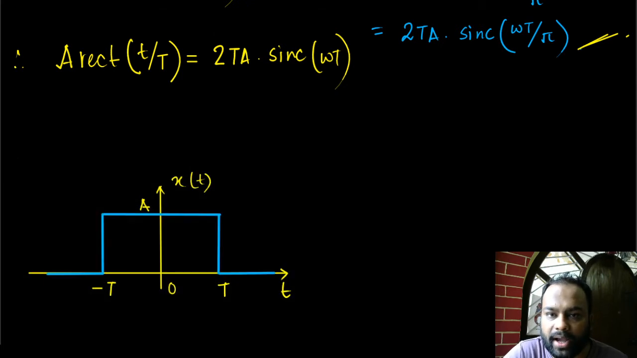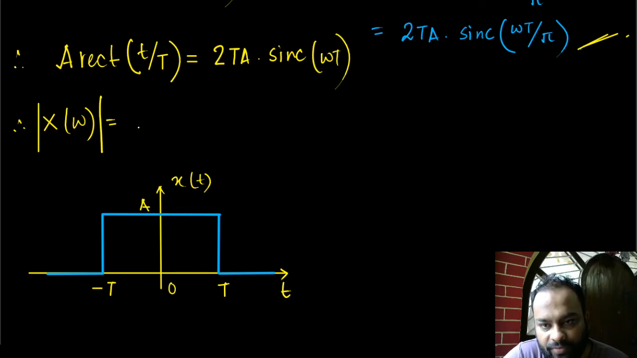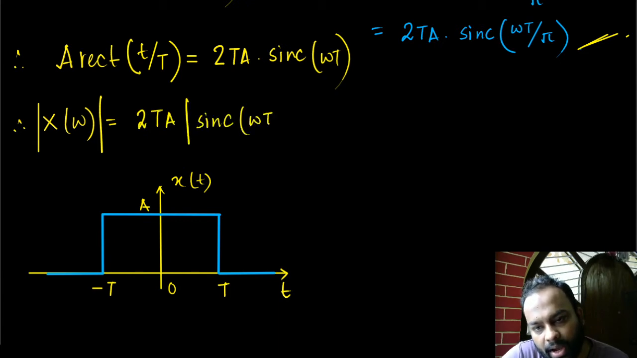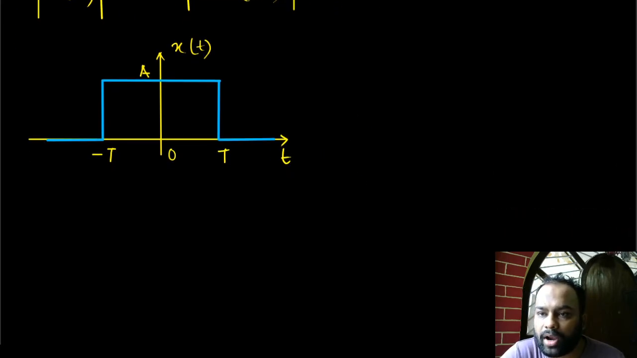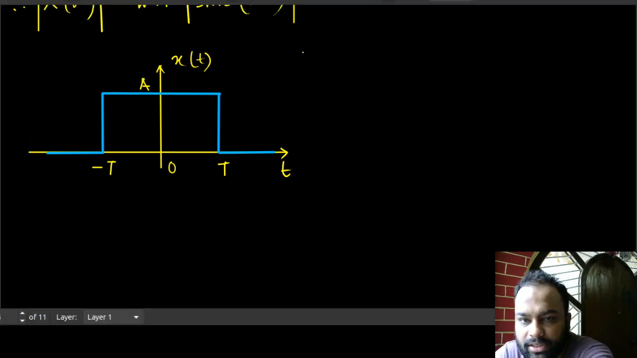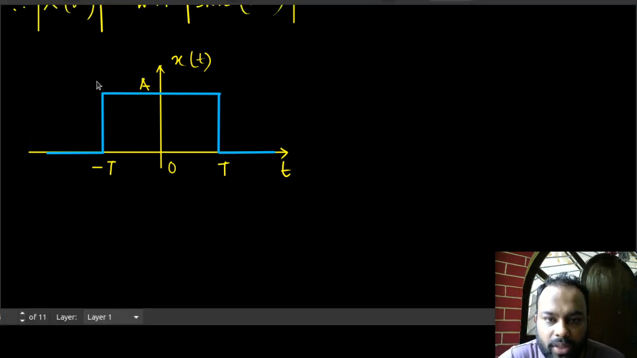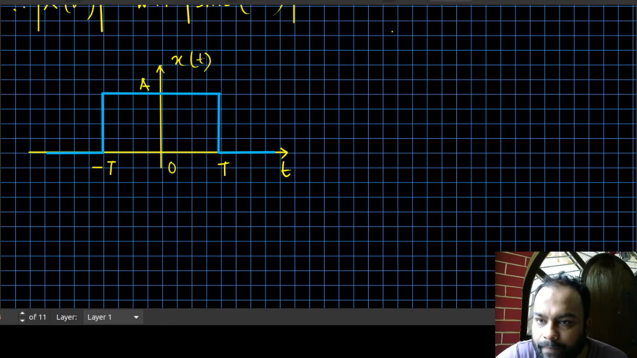So this is X omega, that's the amplitude spectrum. So this is what it is. So what is the amplitude spectrum, the mod of that? So I have 2ta mod of sinc omega t. Okay, so if you now try plotting this, you will see, let me do that for you and I shall tell you where these things come from.